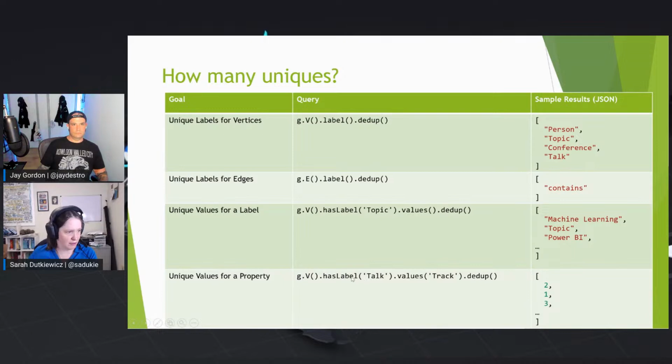Values for a property, g.V.hasLabel.values, the property name, and dedup. So I could see what tracks are there. Notice this isn't in any order. Order by is a separate thing. So this is just the order that it grabs from the data. So if you're worried about order, sit tight, it's coming.